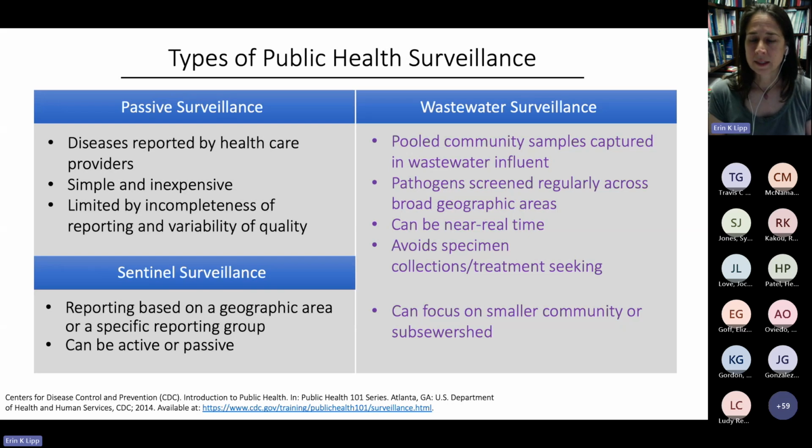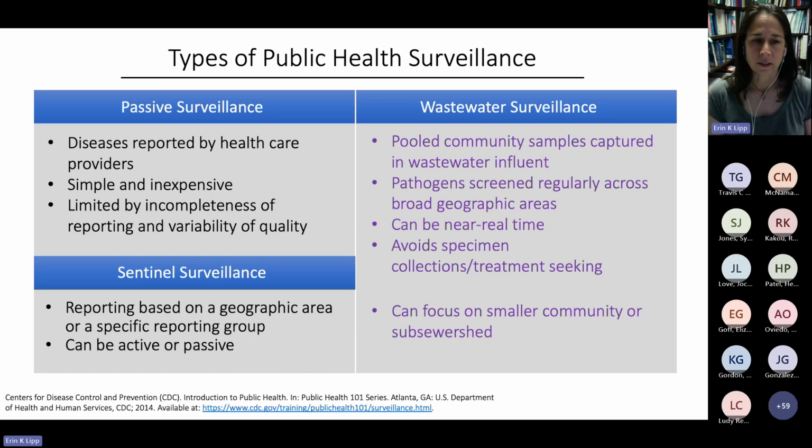It's not always done. Sometimes, as we're trying to accommodate more and more labs across a broader geographic area, the delay can be a little bit more, but depending on your needs, it could be near real time. And again, it avoids specimen collection and treatment seeking. People are just using their homes, and the water is going to a wastewater treatment plant, so you're getting that sample anyway.